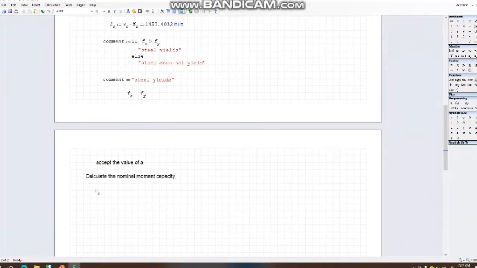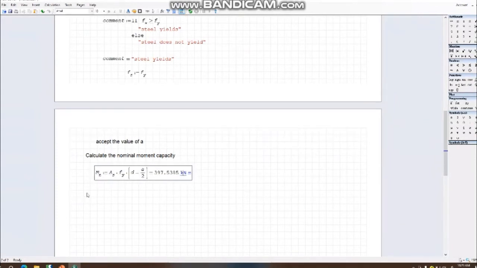So, Mn, sa formula natin nga AS times Fy times D minus A over 2. Compute na. Okay, so we have the nominal moment capacity, in Newton times, ayan. So next natin is calculate design strength, calculate the design moment capacity.